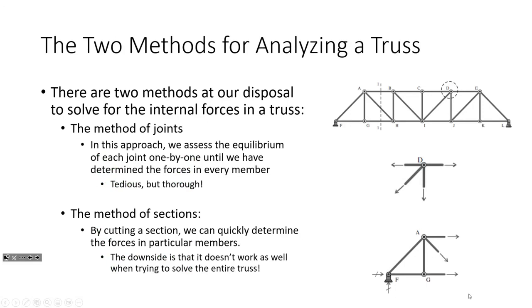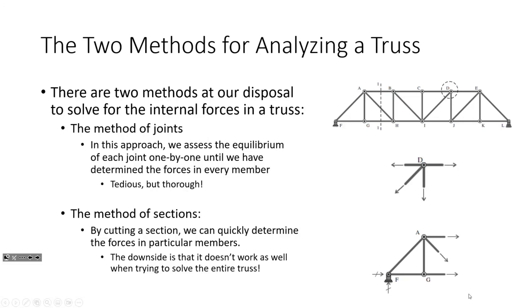Now, the two methods for analyzing a truss are the method of joints and the method of sections. Okay? I can tell you that in this class, we are going to spend the bulk of our time dealing with the method of joints. The reason why is because of what their uses are. The method of sections is intended for spot checking and for quickly determining the forces in particular members of a truss, right? So here's a truss, I've got this big truss, and I want the force in that member. The method of sections works great for that.